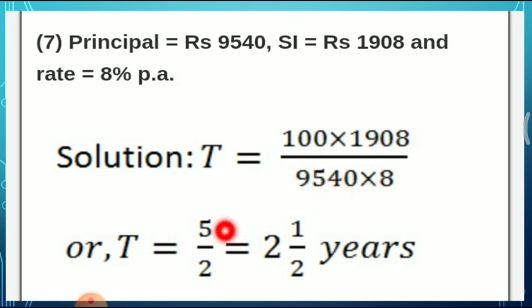When you cancel it, answer is 5 by 2. You convert it into a mixed fraction, so 2 whole 1 by 2 years is the answer. Okay.